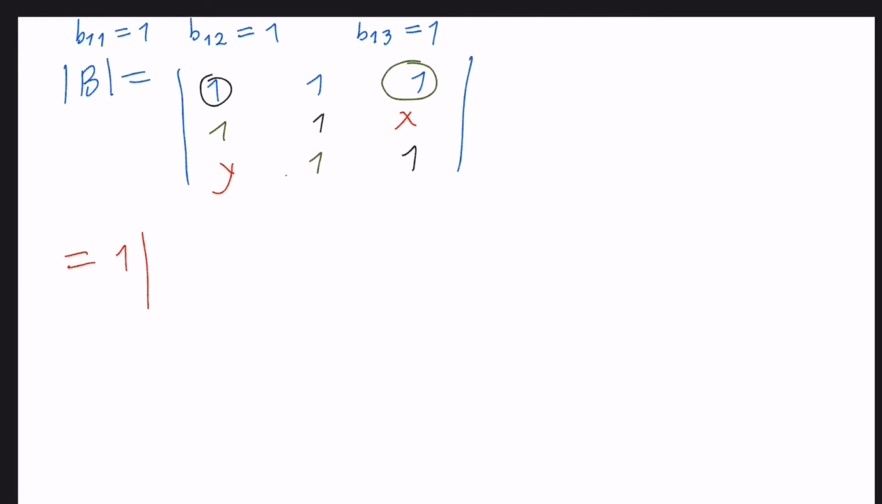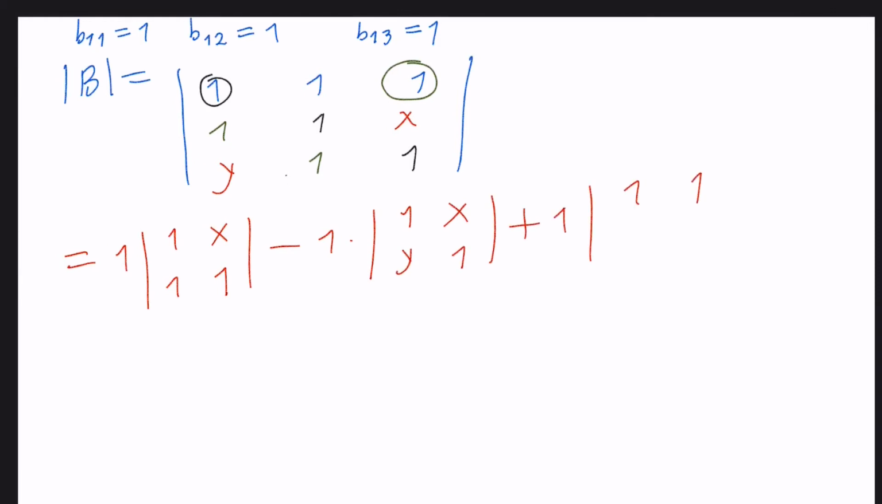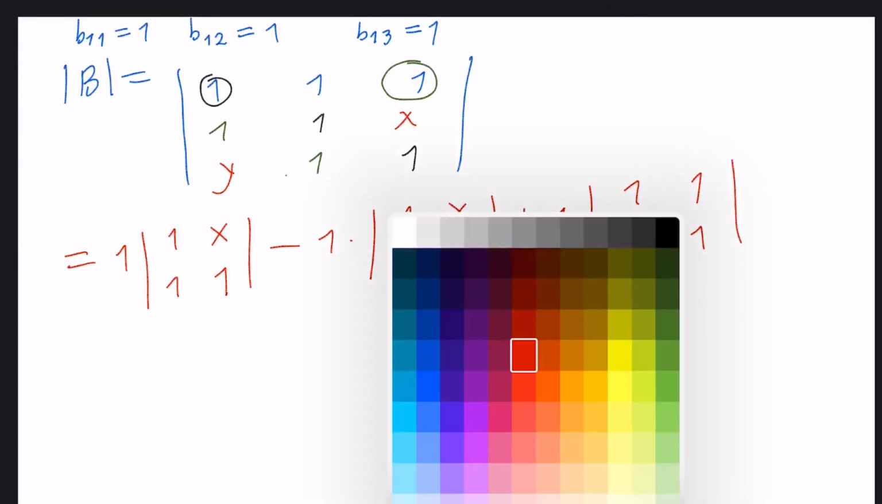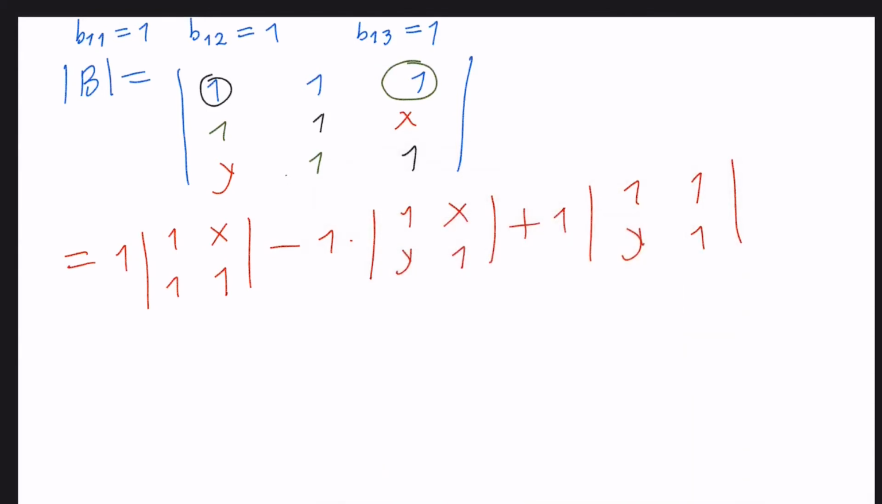So it's 1 times the determinant of (1, x; 1, 1), minus 1 times the determinant of (1, x; y, 1), plus 1 times the determinant of (1, 1; y, 1). Okay, let me use another color here. Then we will calculate these determinants. This is just equal to 1 times (1 minus x) minus (1 minus xy) plus (1 minus y).